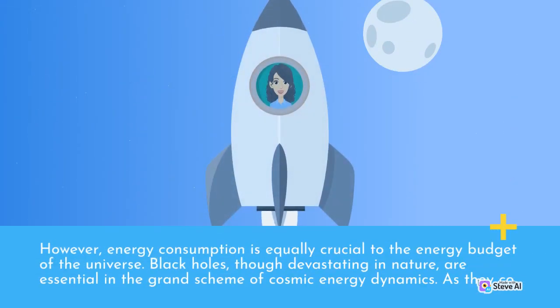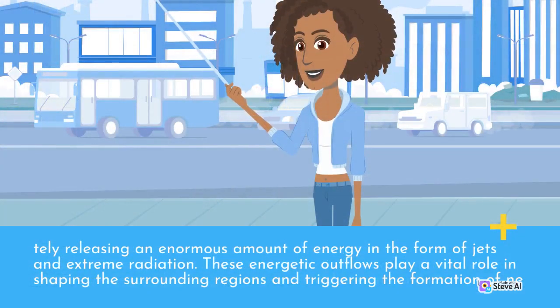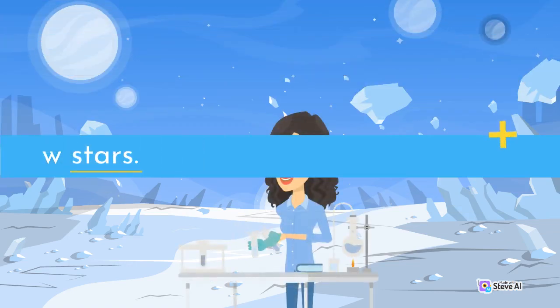However, energy consumption is equally crucial to the energy budget of the universe. Black holes, though devastating in nature, are essential in the grand scheme of cosmic energy dynamics. As they continue to accrete surrounding matter, their intense gravitational pull draws in energy-rich material. This material, known as an accretion disk, experiences friction and gravitational heating, ultimately releasing an enormous amount of energy in the form of jets and extreme radiation. These energetic outflows play a vital role in shaping the surrounding regions and triggering the formation of new stars.